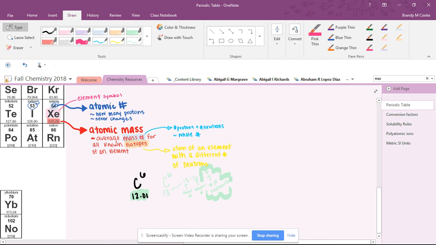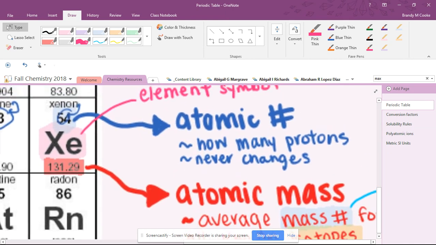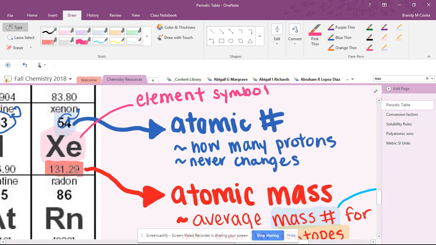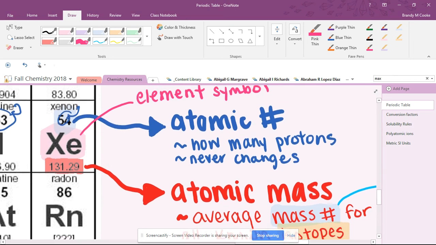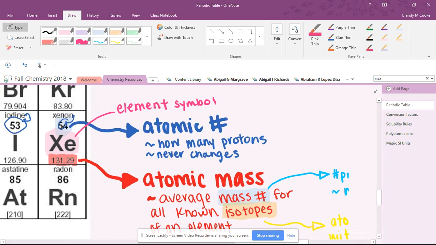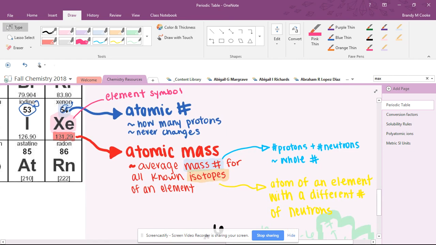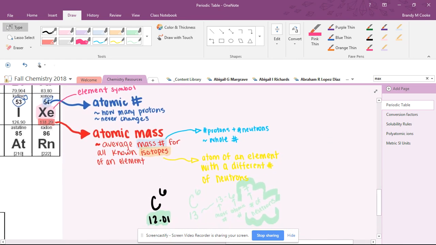There are some things missing here. For example, if my atom has a charge, there's no way to know that by looking at the periodic table square. And I don't know the mass number of my atom by looking at the periodic table square. I just have the atomic mass. So we have something called the isotopic symbol, which I am going to show you in the next video.